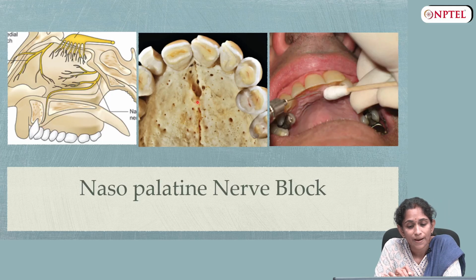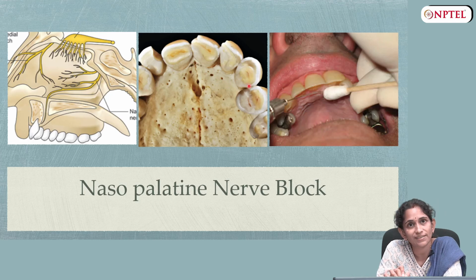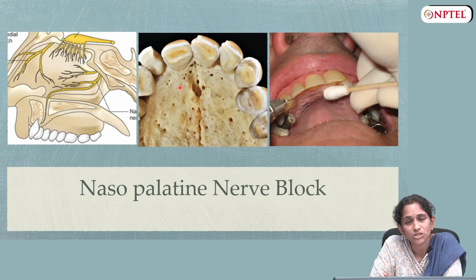Once it enters the palate through the nasopalatine foramen, it divides into multiple branches and then supplies the mucoperiosteum of the palate from the canine to the contralateral canine. So, if we have to do any procedure on the palatal aspect of the anterior teeth, then we have to give a nasopalatine nerve block.